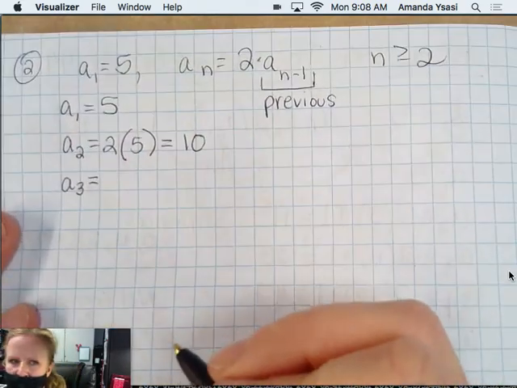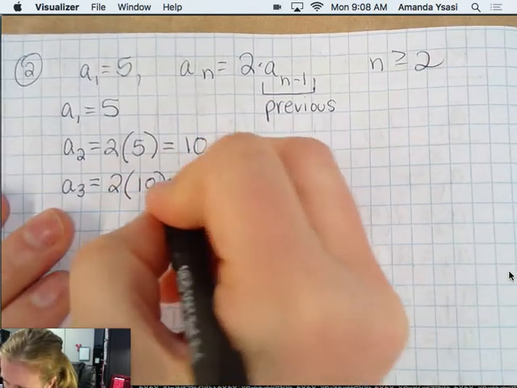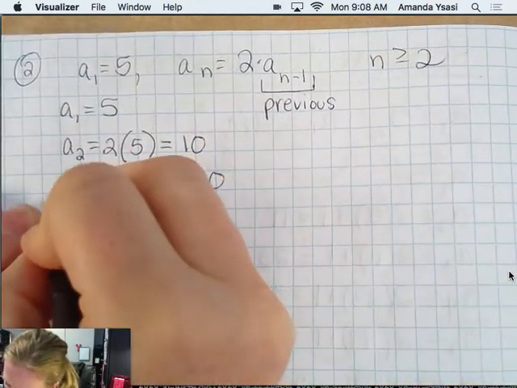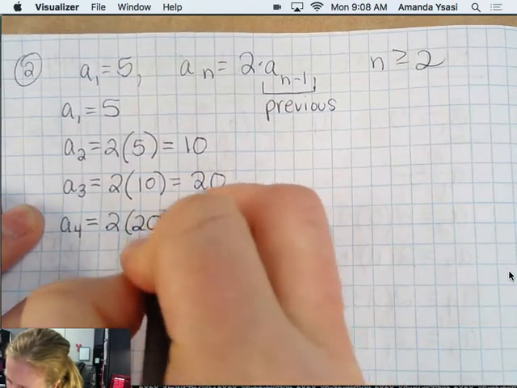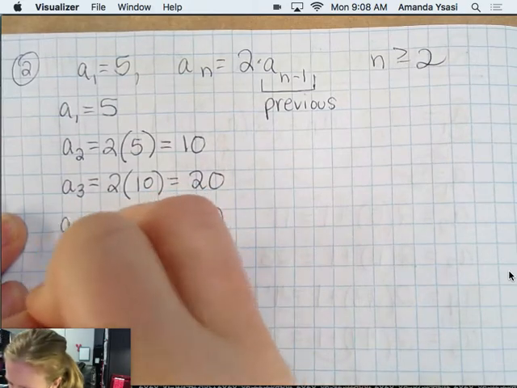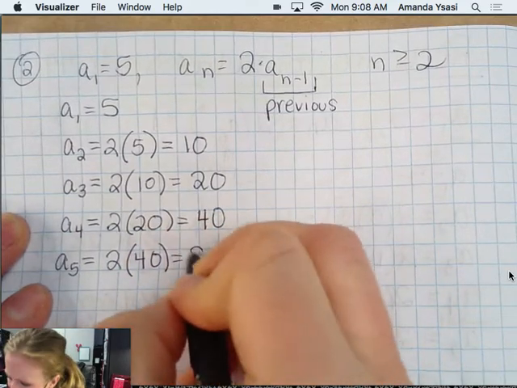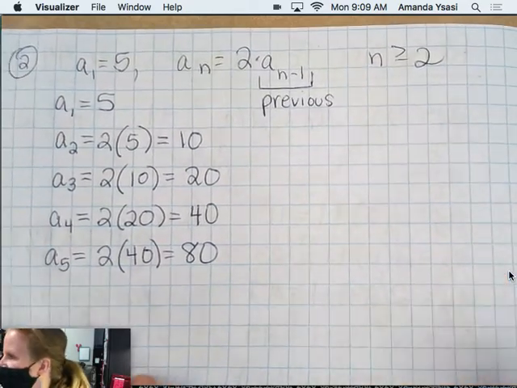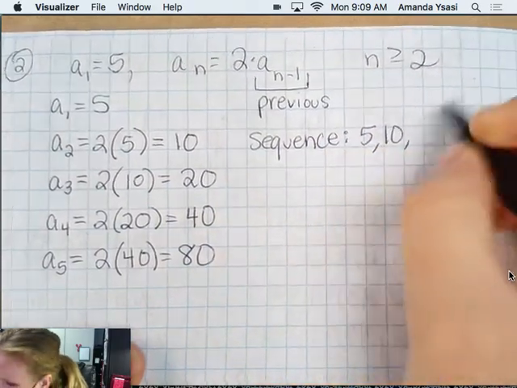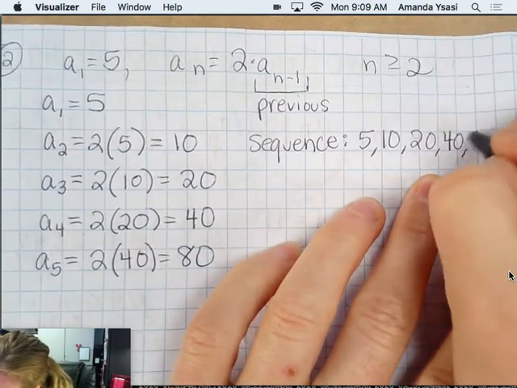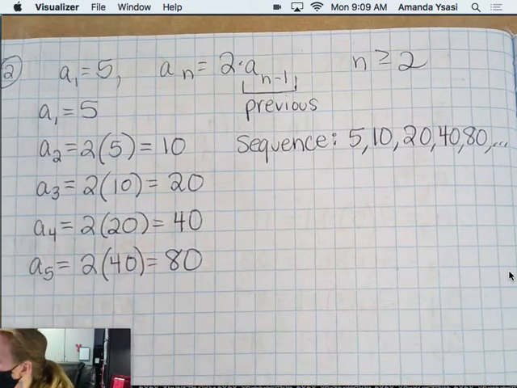So then to find A3, we would do 2 times the previous. What's the previous? 10. 2 times 10 is 20. Okay, A4 would be found by doing 2 times the previous, so 2 times 20. 40. All right, the fifth term. 2 times 40 equals 80. So we have the first 5 terms of the sequence, so let's write those. 5, 10, 20, 40, 80, dot, dot, dot. That means it goes on.